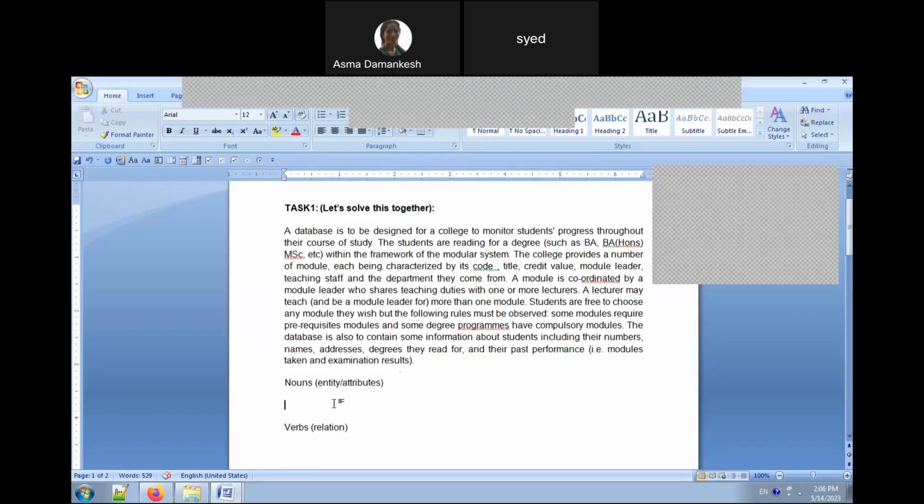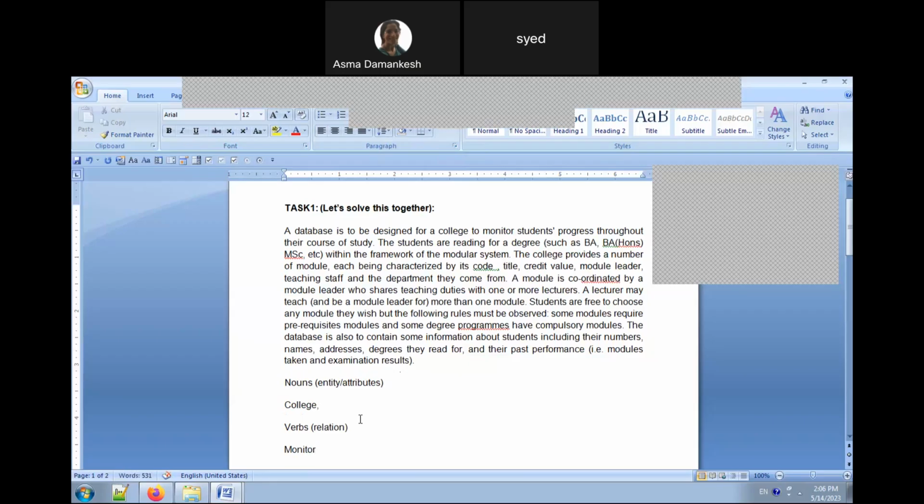For a college, what about college? Shall I put it in? Yeah, because now it's telling me what I need to make, no? To monitor. So the verb is, let's put it this way, monitor. Let's just keep it simple.